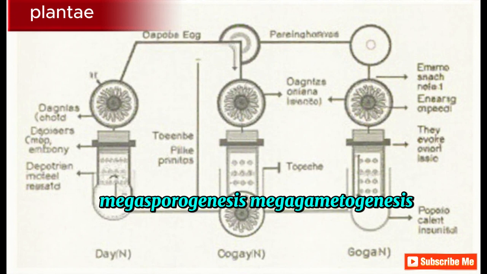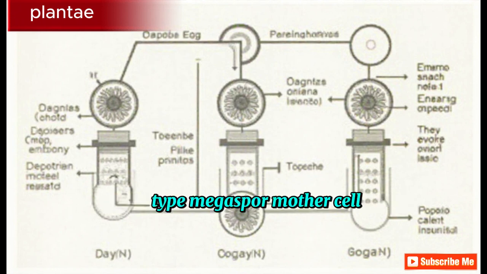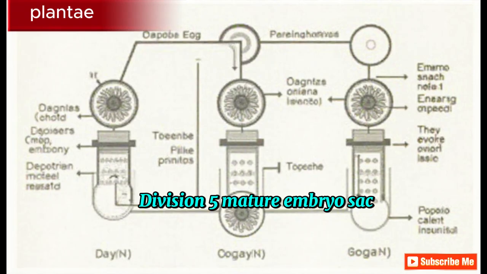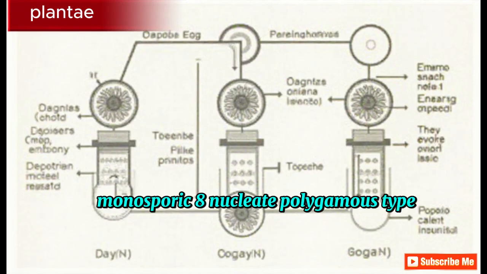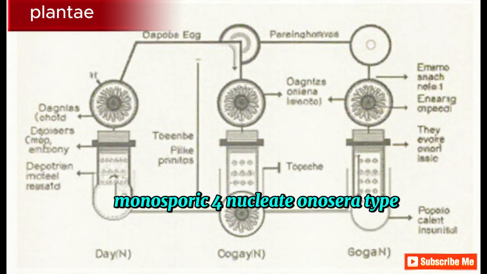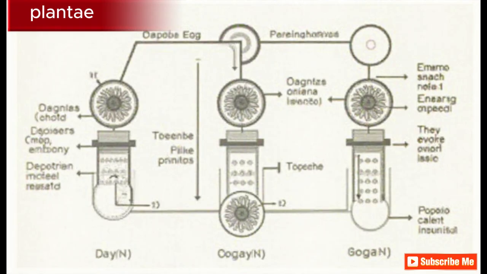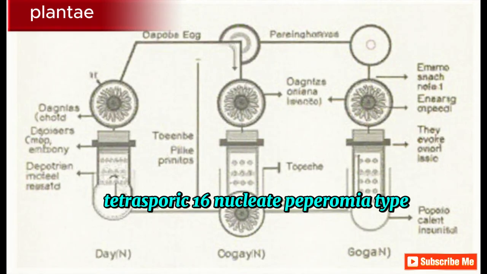Megasporogenesis and megagametogenesis. Type: megaspore mother cell division. 1 division, 2 division, 3 division, 4 division, 5. Mature embryo sac: Polygonum type, monosporic, 8 nucleate. Oenothera type, monosporic, 4 nucleate. Allium type, bisporic, 8 nucleate.